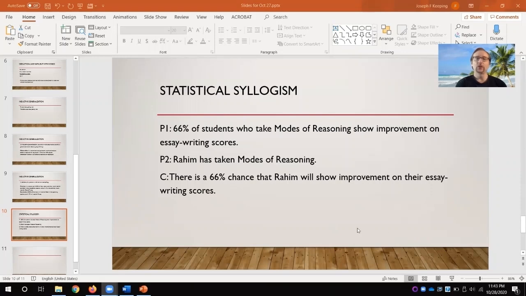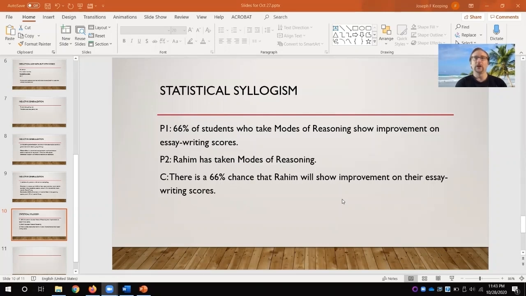FYI, if this argument here said all students who take modes of reasoning show improvement on essay writing scores, and the second premise, Raheem has taken modes of reasoning, then the conclusion would be what? Yes, the conclusion would be Raheem will show improvement on essay writing scores.